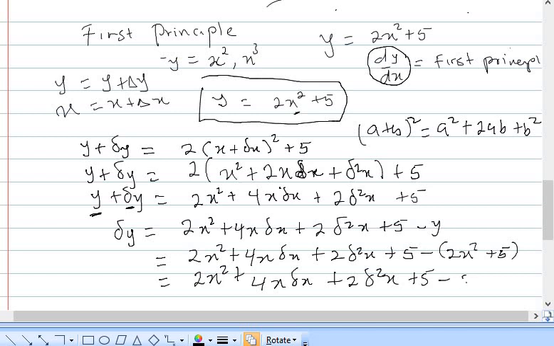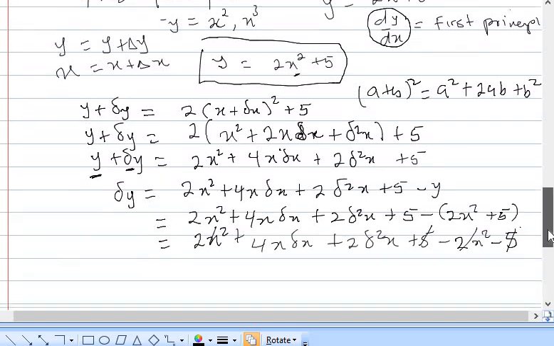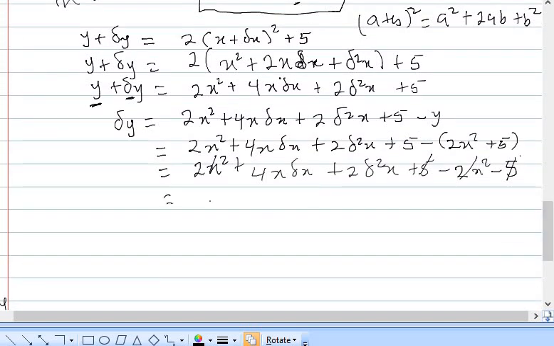plus 5 minus 2x squared, here is minus again, here is minus 2x squared, here is minus 5. So minus 5 goes with plus 5, minus 2x squared goes with plus 2x squared. So we'll have 4x del x plus 2 del x squared. That's what we have.